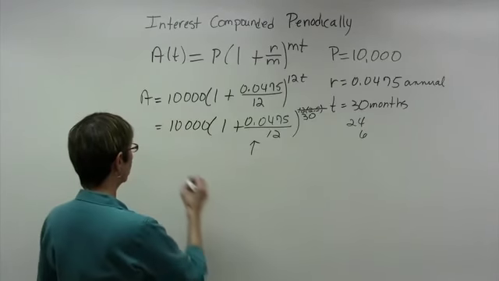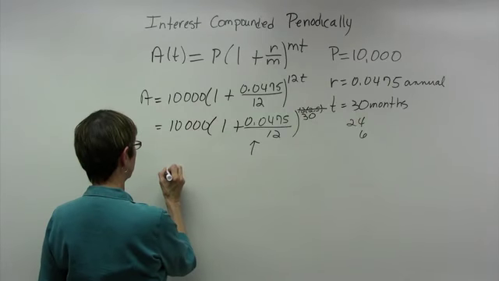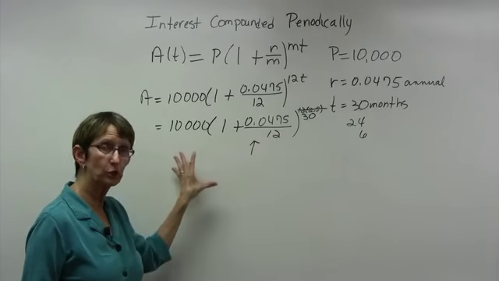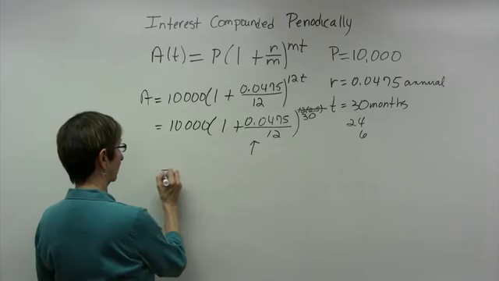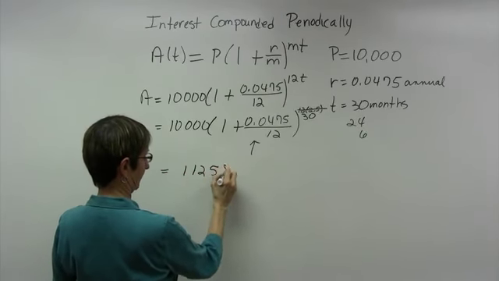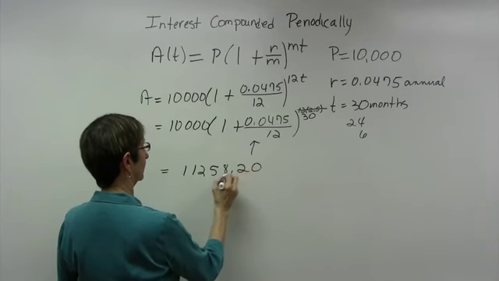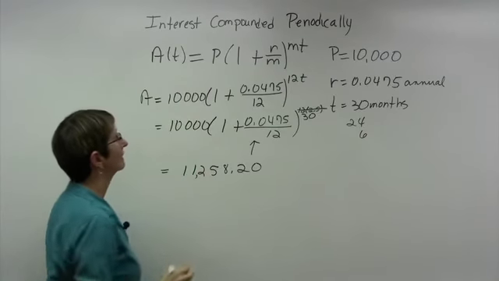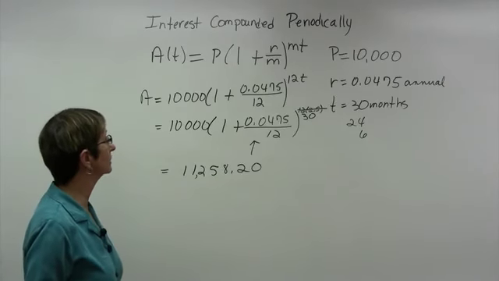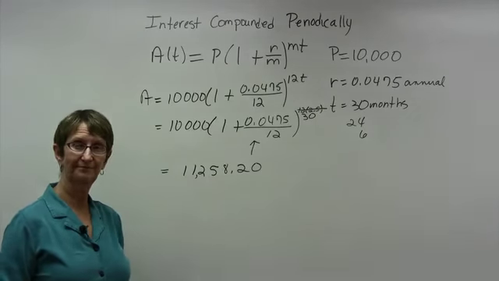So once all the calculations are done, we end up with the amount 11,258.20. We'll have, in 2.5 years, $11,258.20 in the account.